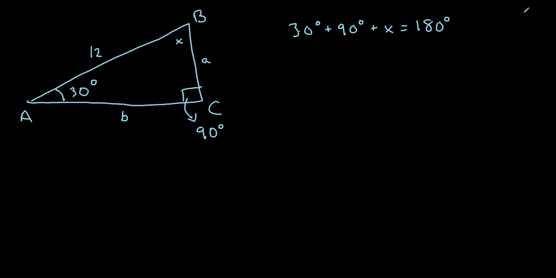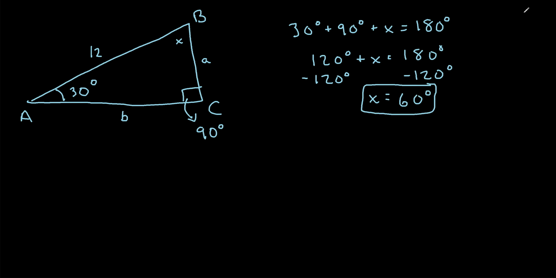So to solve for x, we can say 30 plus 90, that's 120, plus x is equal to 180. So to solve for x, we can subtract 120 from each side, minus 120. So we'll find that x is equal to 180 minus 120, that's 60 degrees. So we now know all of the angles. We have a 30 degrees right here, 60 degrees, and a 90 degrees right here. So now all we're missing are the two sides, this side A and side B.